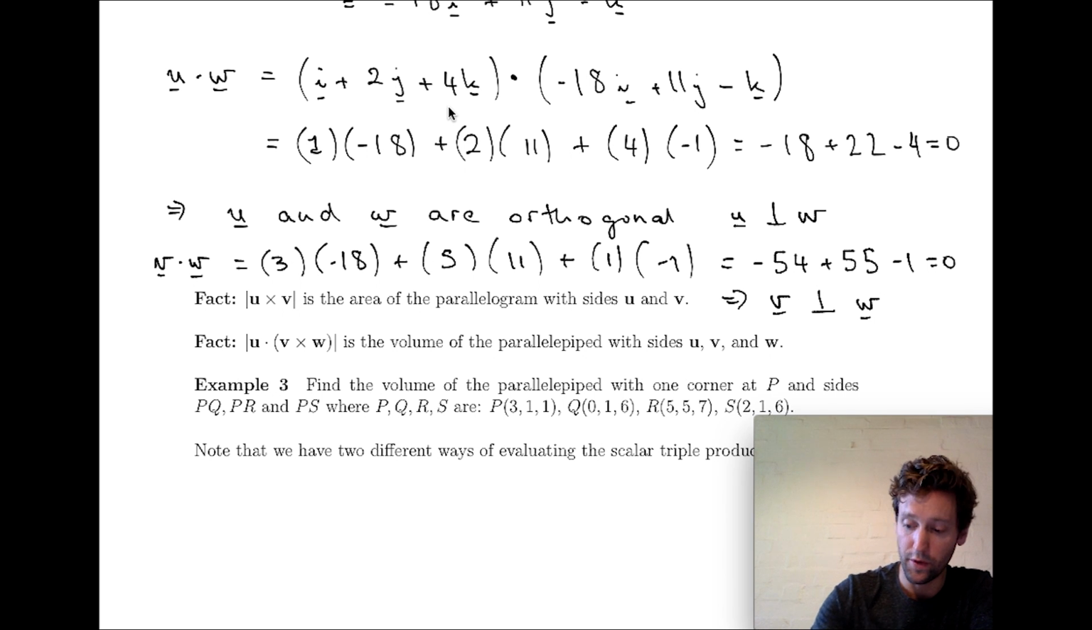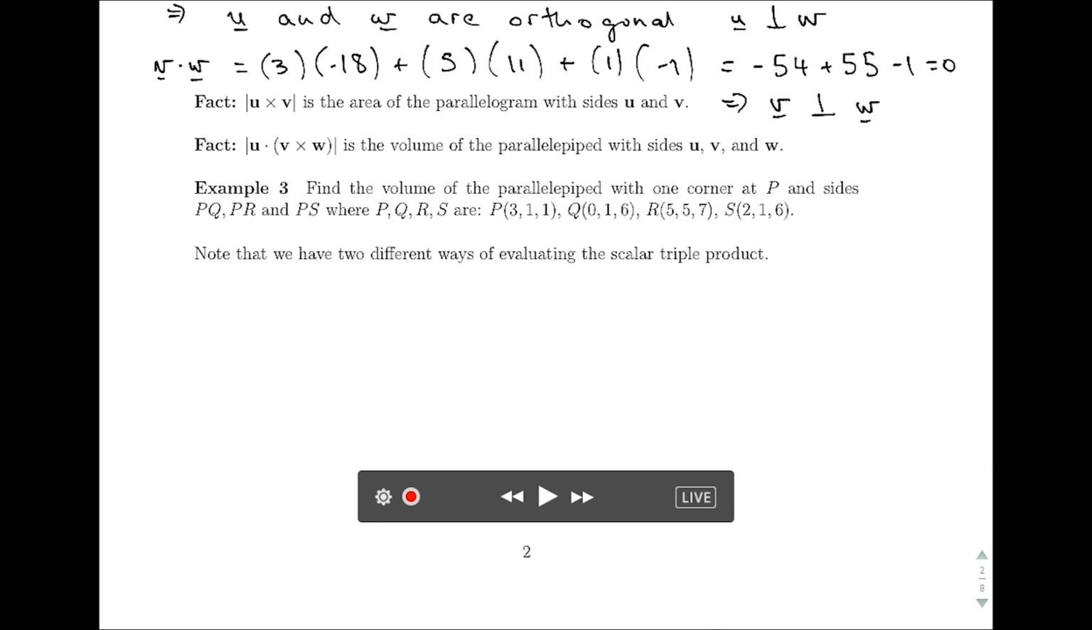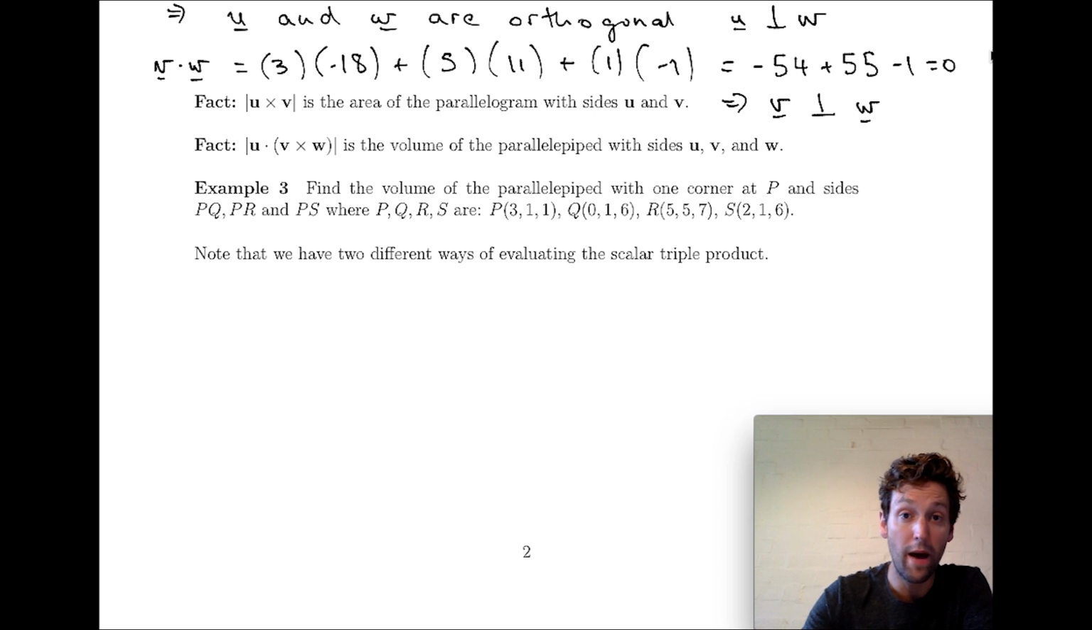Well, you've seen in your first year notes that the magnitude of the cross product is the area of a parallelogram with sides u and v. Likewise, the magnitude of the vector triple product is the volume of a parallelepiped with sides u, v, and w. So let's see an example of that.